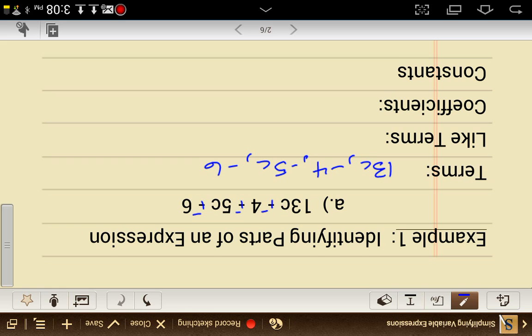Next I want to talk about like terms. Now in this case I have 2 sets of like terms. I have the 13c and the negative 5c. So that's one set.